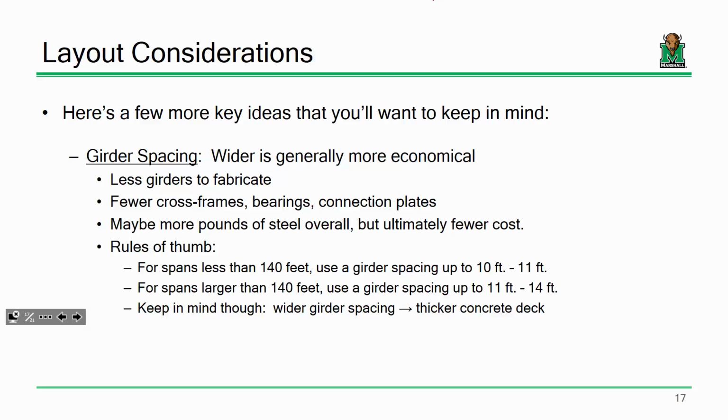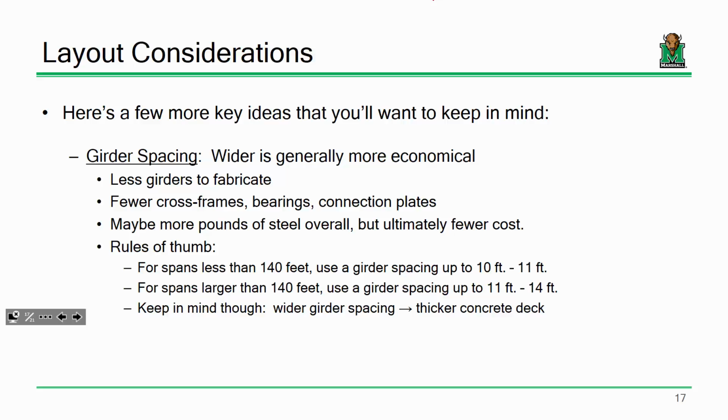Make sense? If you have fewer lines of girders, you are going to have fewer cross frames in between those girders. Whole lot less to fabricate. Rules of thumb: if you've got a span that's less than 140 feet, you want to use pretty wide girder spacing, 10 foot, 11 foot. You want to get it as large as you can, and that's about your cap for those shorter spans. For anything larger than that, you want to be going up to like 12 foot. Larger girder spacings, deeper girders, but fewer of them.